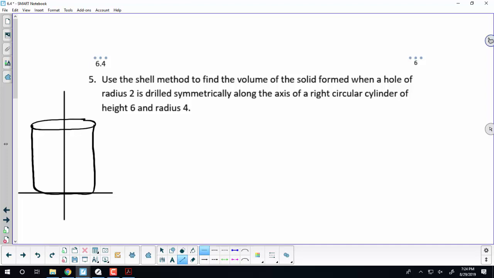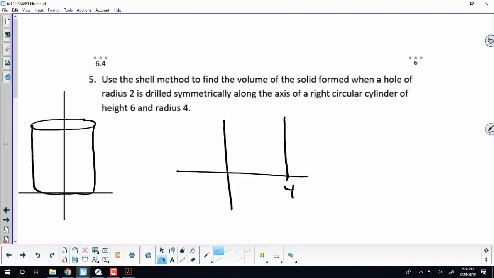So what would I have to rotate? This is our right circular cone. We'll worry about the hole in a minute. What would I have to rotate around an axis to get that? You could rotate x equals 4 around the y-axis. So if we take that line and rotate it around, would that sweep out a cylinder? Obviously, you have to bound it at 6. Yeah, so a line at 4 with a height of 6.